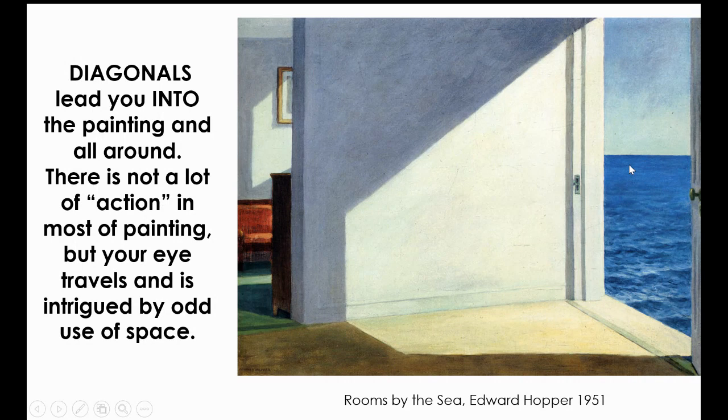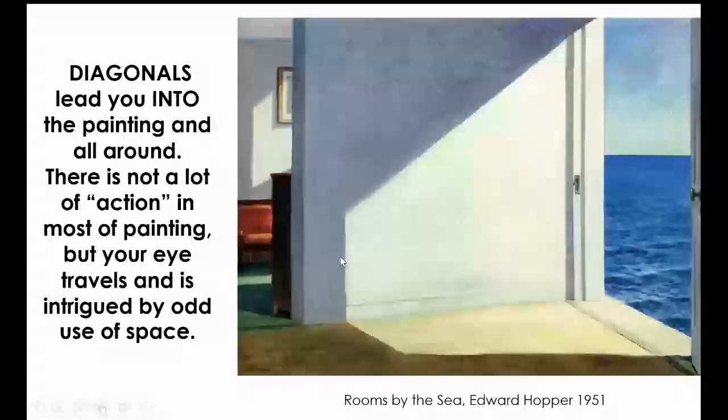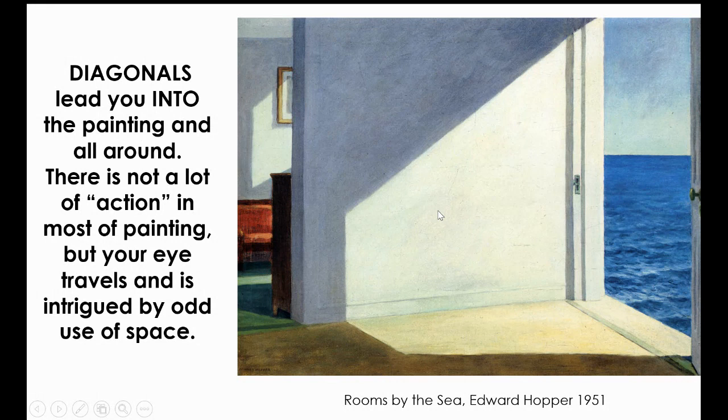This is a good example of something that is not very active. There's not much going on, but you have this beautiful diagonal. Your eye goes in and leads you to this secret little room. Who knows what's going on back in there, but I'm definitely curious. And then this kind of leads you back out and around. Your eye keeps moving through the composition. It doesn't stay in one spot. It's active.